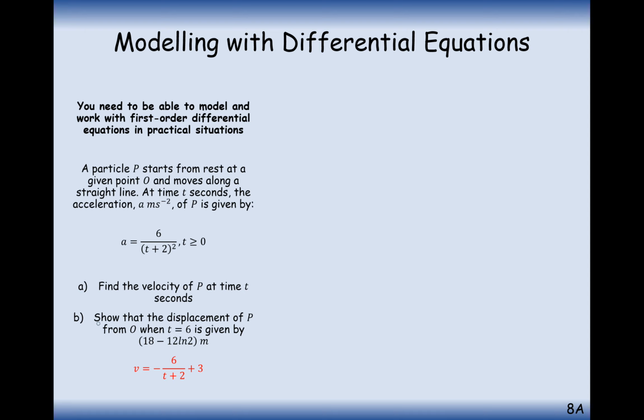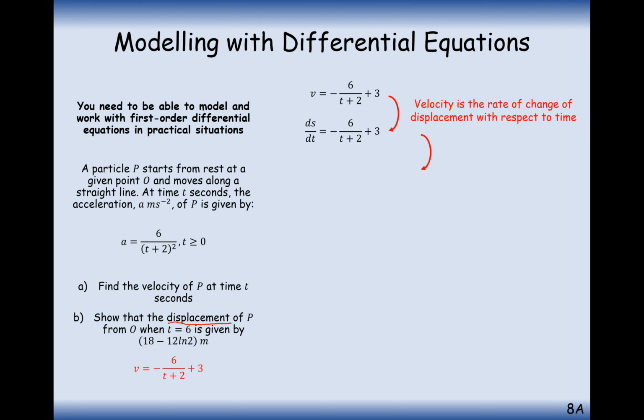Now let's move on to part b. Show that the displacement of P from O when t equals 6 is given by this expression here. We want displacement now, so we need to integrate again to go from velocity to displacement. So again, let's integrate. ds by dt, where s is representing displacement, is equal to what we have here. Now let's integrate with respect to t.